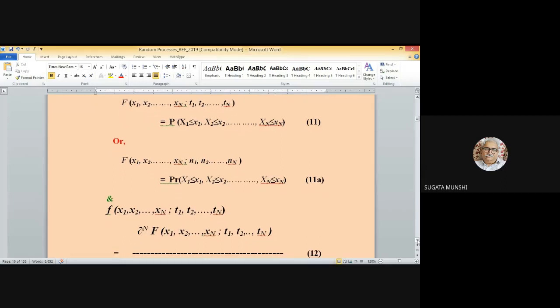So on differentiating them, we'll get the Nth order density functions. Those are given in equation 12 and equation 12a for the two cases that we are considering, continuous time and discrete time random processes.